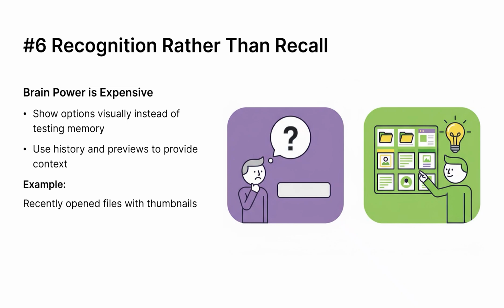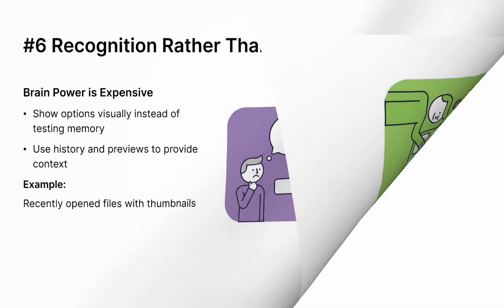So in practice, show recently viewed items, display search history, use drop-down menus instead of asking users to type exact commands, and include thumbnail previews in file pickers. Human memory is limited. Good design works with that limitation, not against it.